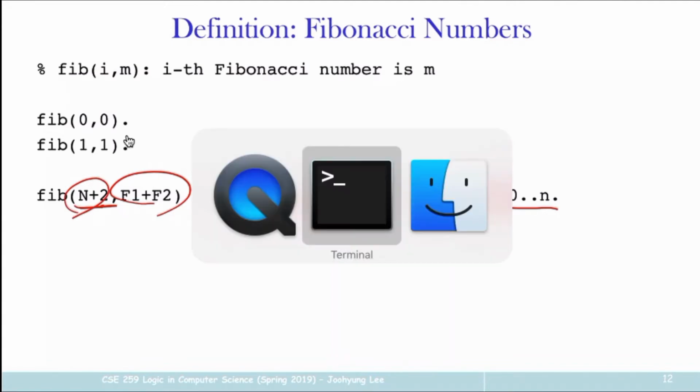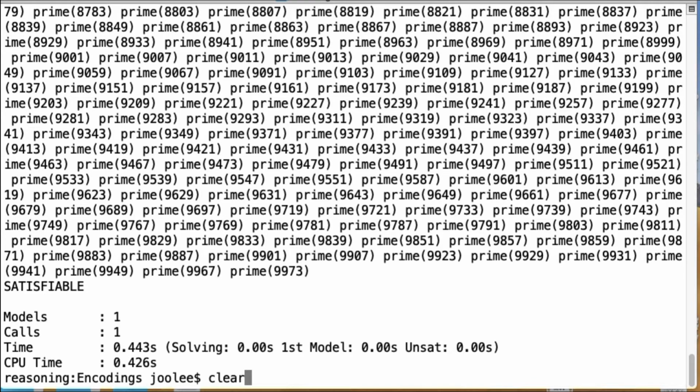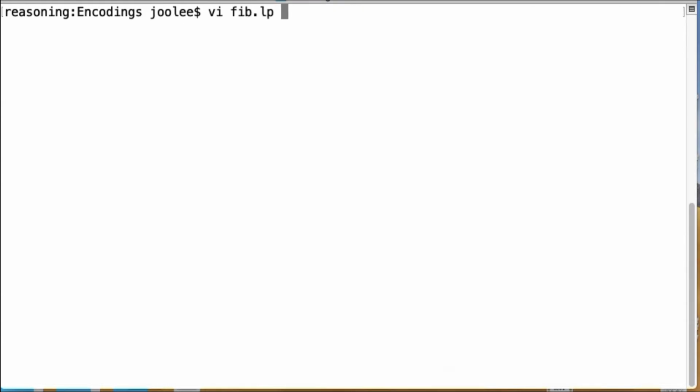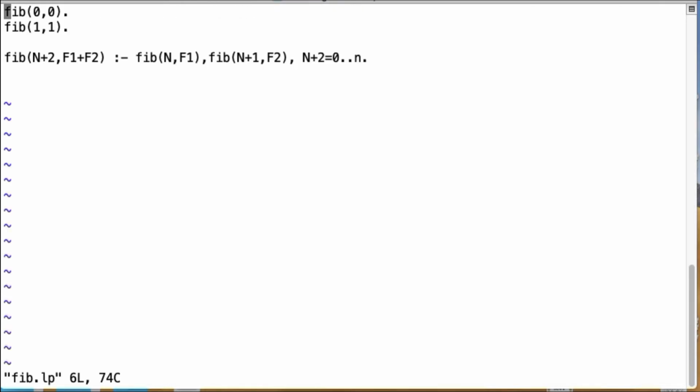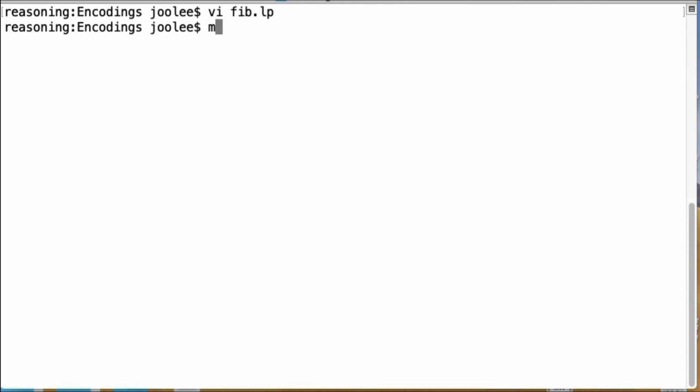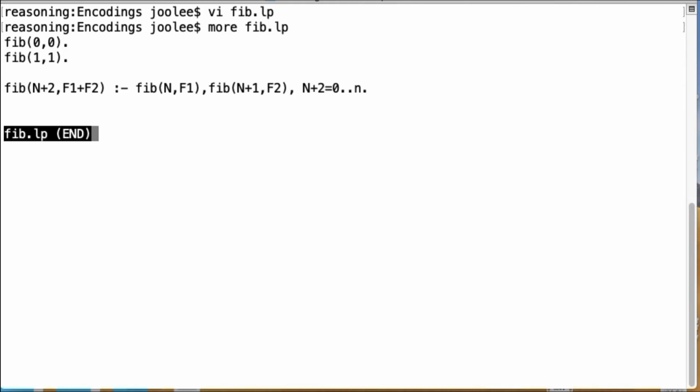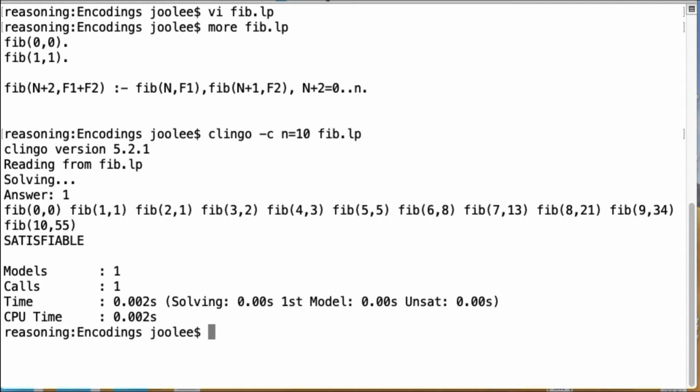Okay, so let's actually look at the fib. This is the program that you saw in the previous slide. Let me just copy it here. Okay, so this is 1. And you can tell Clingo, let's say maybe up to the 10th Fibonacci number. Okay, so this is the output that you get.